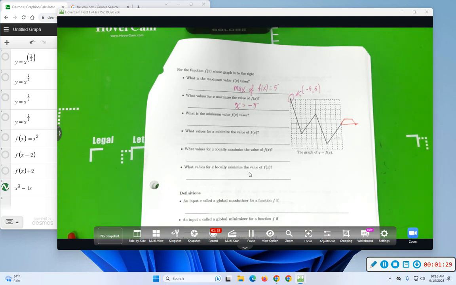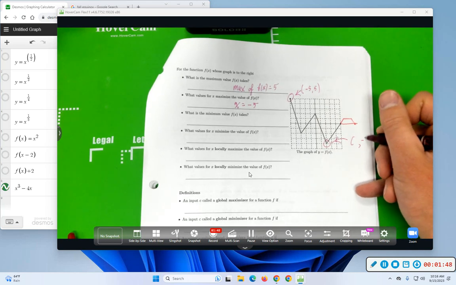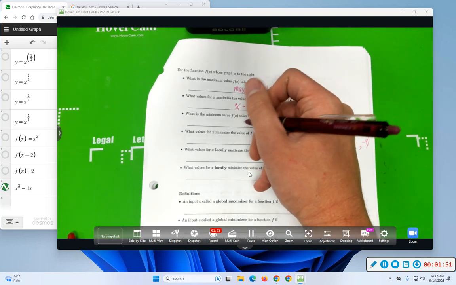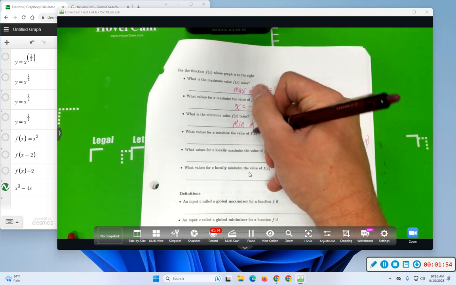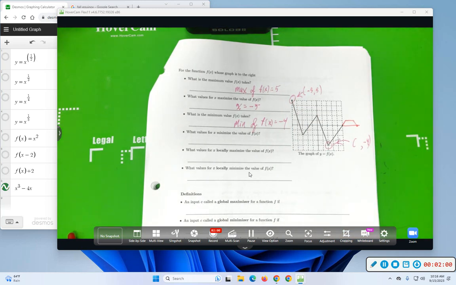What would you say the minimum value of this function is? Yeah. -4. Cool. Why -4? Yeah, it's this lowest point, which has a y value of -4. So the minimum value this thing takes is a minimum value of f of x equals -4. What's the input that produces that minimum? Two. Cool.